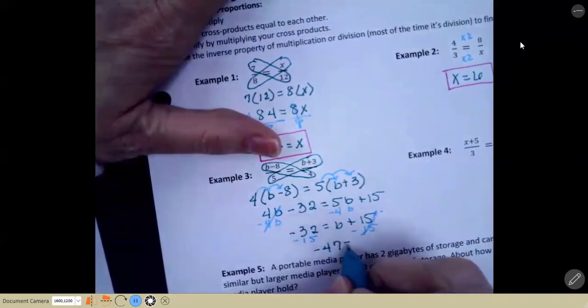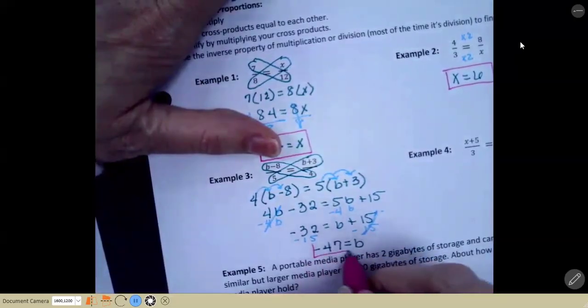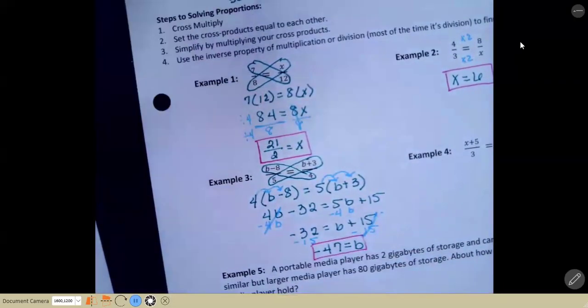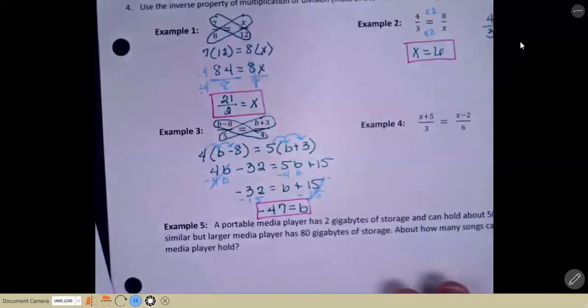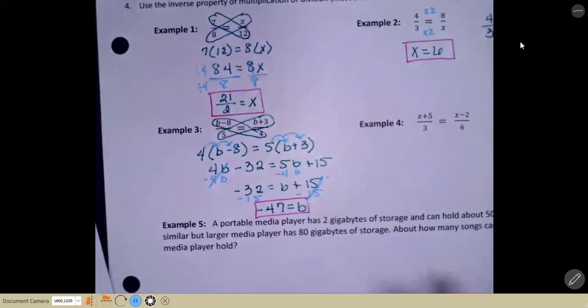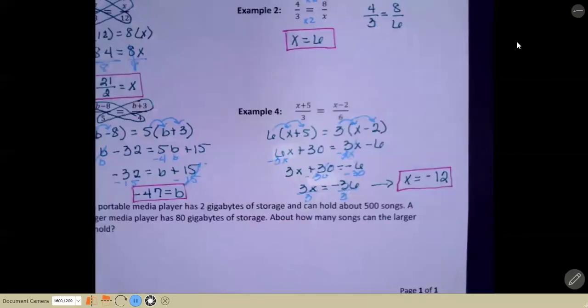-47 equals b. All right. Any questions on that? All right, I want you all to do example 4 on your own, and then we will check it. So I'm going to pause the video. When we come back, we'll have the answer on the screen. All right. So this is what you should have gotten for example 4.